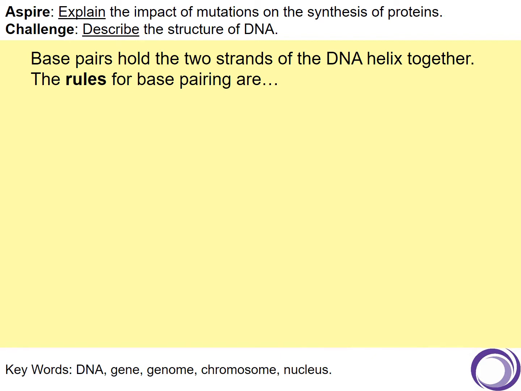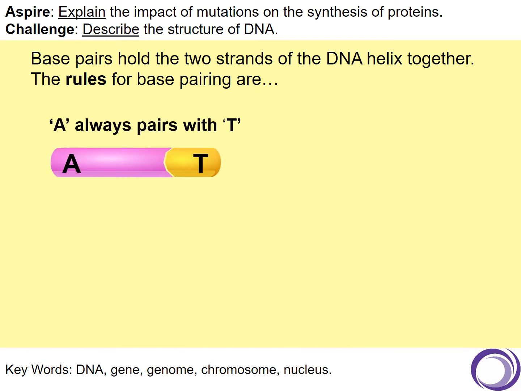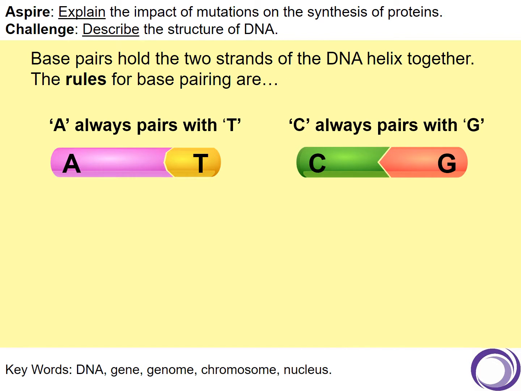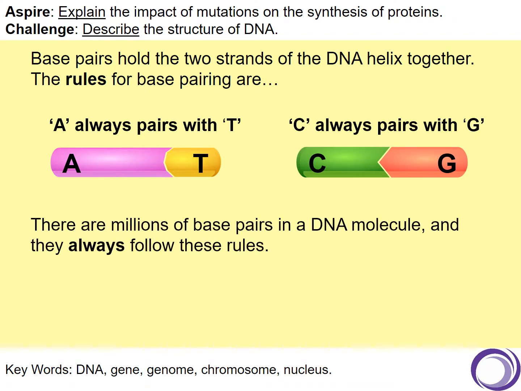So these base pairs are what hold the two strands of DNA together. And there's rules for how they pair together. So the A will always pair with T, and C will always pair with G. So you would never get A and C, or T and G, or C and T, or G and A. It just doesn't happen. A always pairs with T, T always pairs with A, and C always pairs with G, and G always pairs with C. There are millions of base pairs in a single DNA molecule, but they always follow these rules.